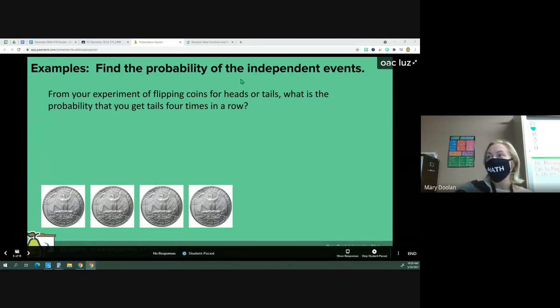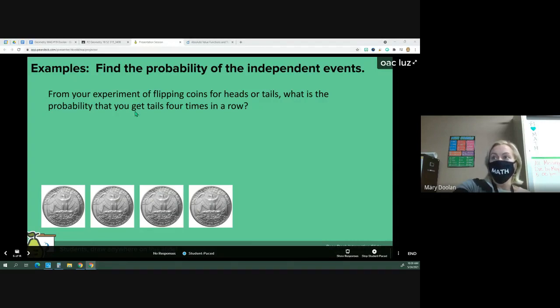Find the probability of the independent events. So from your experiment of flipping coins for heads or tails, what is the probability that you get tails 4 times in a row? So that was your experiment that we did last week. That quite a few of you still need to finish and turn in, or maybe you just didn't mark it as done and didn't get sent to me yet.